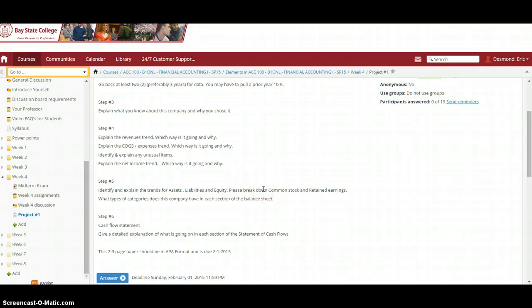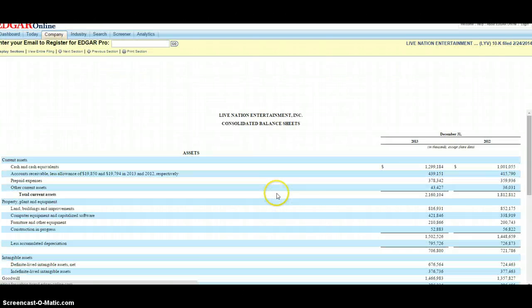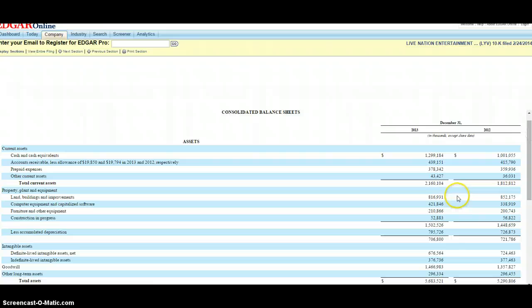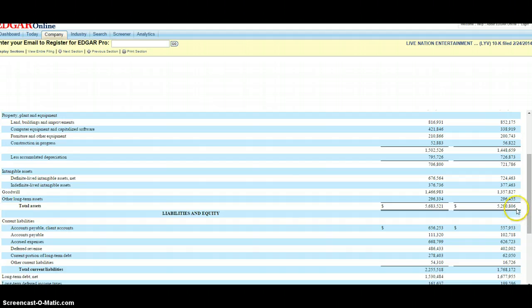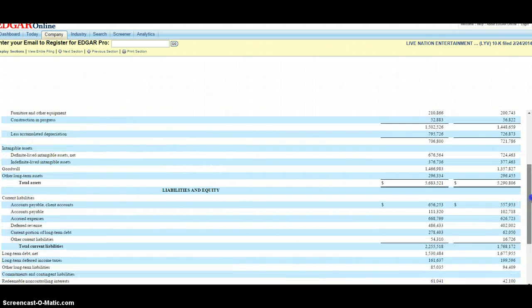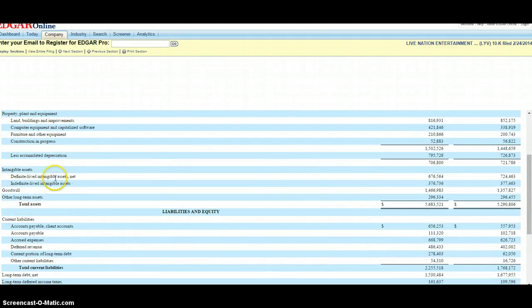Identify and explain the trends for the assets, liability, and equity. So we know that the assets, liability, and equity balance sheet items. 2012, 2013, total assets. Assets have gone up a little bit from 2012 to 2013. Anything unusual in here? Looks pretty straightforward. If you're ever interested in intangible assets, you'd want to read the footnotes here for goodwill. They must have Live Nation. I don't know too much about the company, but I suspect they have brands or trademarks or logos or something that have some intangible assets that have some value.